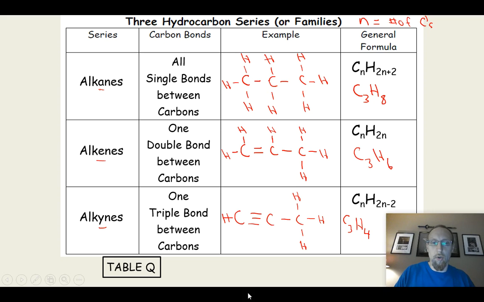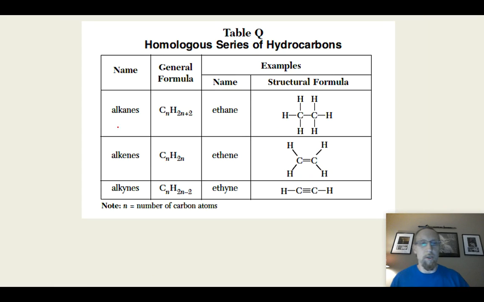Okay? So you don't have to memorize this. It's on your reference table. So it's on table Q. So take a look at table Q here, and it shows you the names, alkanes, alkenes, and alkynes, says what N is, the number of carbons, gives you the general formulas, and it even gives us some examples, and it draws them. So here's your single bonds, double bonds, triple bonds, right?